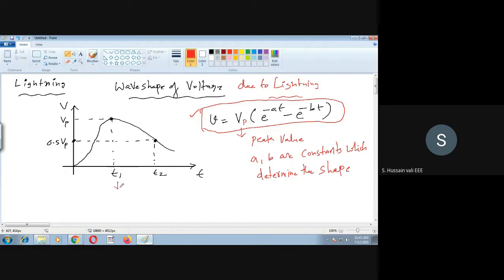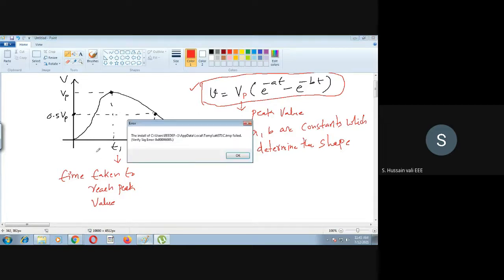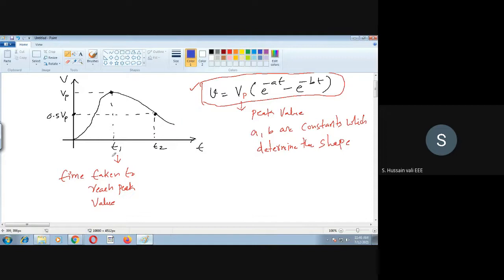What is T1 here? How can I define T1? I can define T1 as the time taken to reach the peak value. Generally it is in microseconds. It may not be the same always, but the general value is around 1 microsecond.